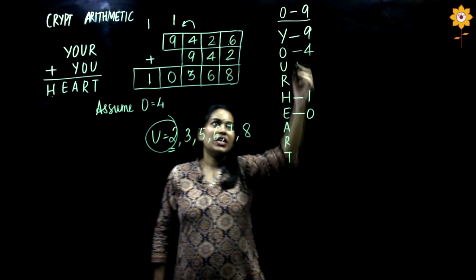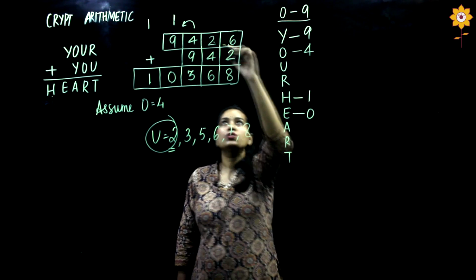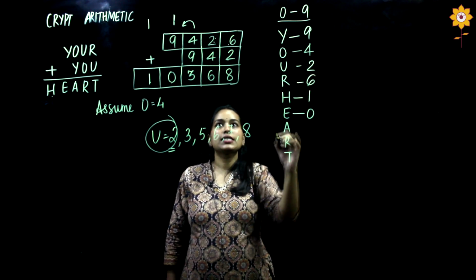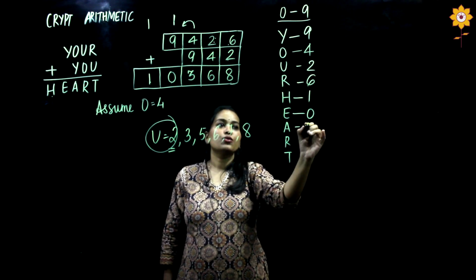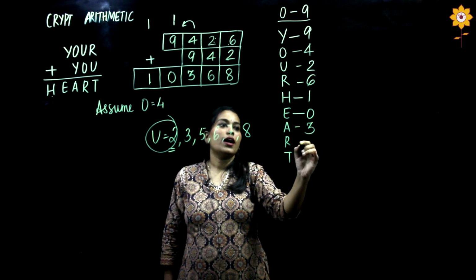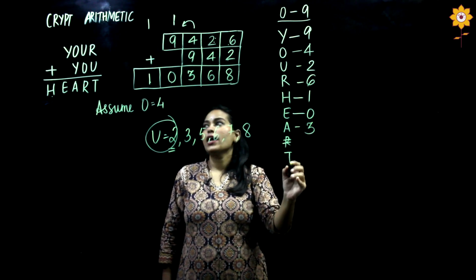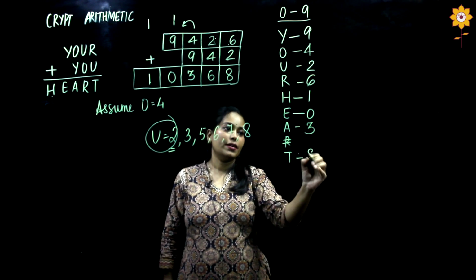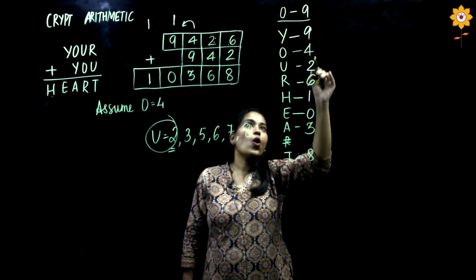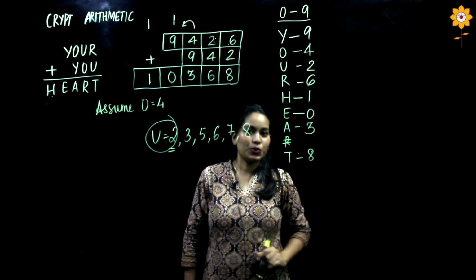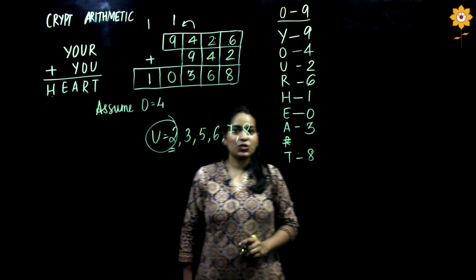So let's update our table over here. U is what? U is 2. R is 6. A is 3. And I have written R again, so it's not required. And T is 8. So if you observe, all the alphabets have unique numbers assigned to them from 0 to 9. So I hope you have understood this example.